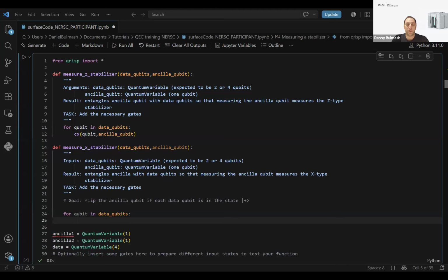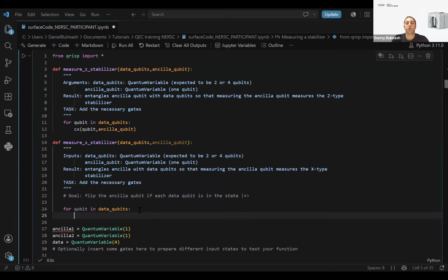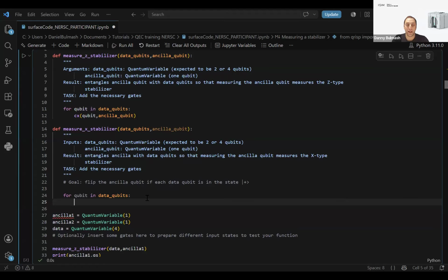But the question is, what operation do we want to do? We still want to flip the ancilla qubit. And so the operation we're going to have to do is still a controlled X operation, because we need to do X on the ancilla. But the idea is this. Imagine the data qubit is minus. We could use a controlled X gate if this data qubit were 1, right? So how do we turn the data qubit from minus into 1? What gate does that?